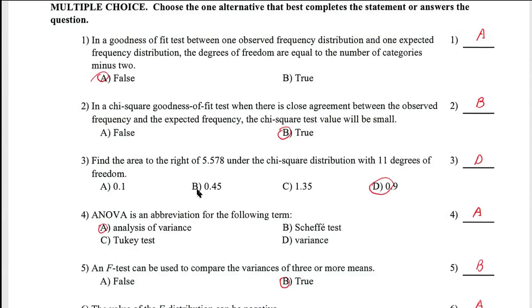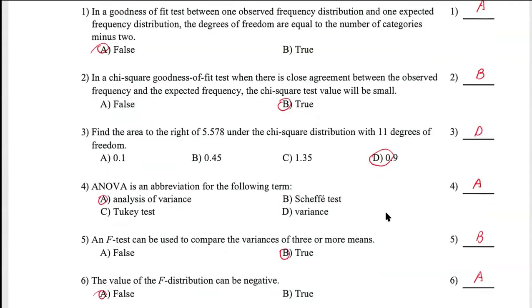Number 3, find out the area to the right of 5.578 under the chi-square distribution with degree of freedom 11. Everybody, you do have to use that chi-square distribution table, the one page. We mentioned that last time. I'm not going to cover that here.